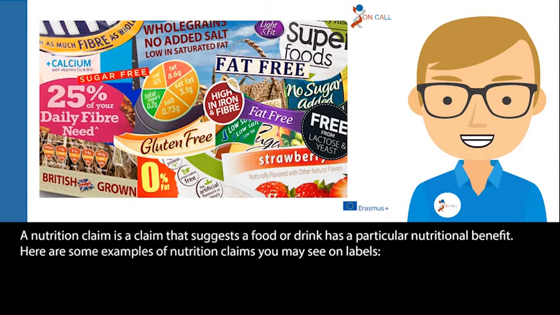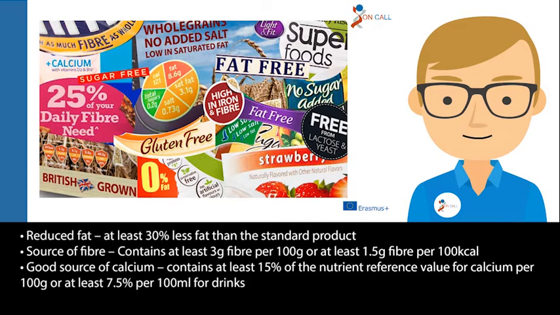A nutrition claim is a claim that suggests a food or drink has a particular nutritional benefit. Here are some examples of nutrition claims you may see on labels. Reduced fat, at least 30% less fat than the standard product. Source of fibre, contains at least 3 grams fibre per 100 grams or at least 1.5 gram fibre per 100 calories. A good source of calcium, contains at least 15% of the nutrient reference value for calcium per 100 grams or at least 7.5% per 100 ml of drink.